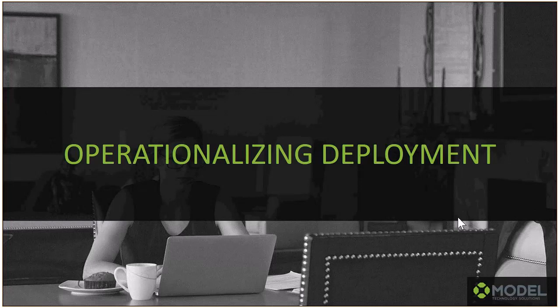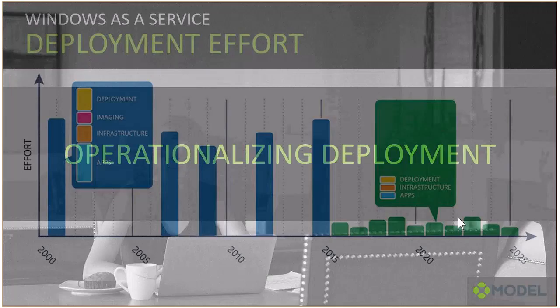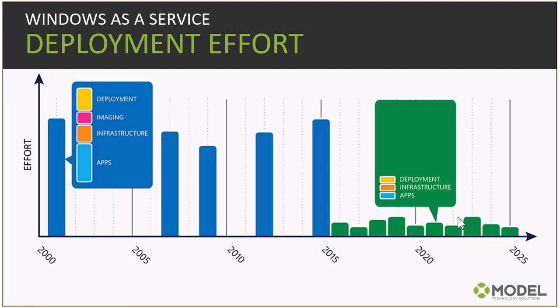So let's take a look at how we operationalize that deployment to make the transition from a larger ongoing project into something a little more palatable that is managed by your team. This is a good infographic that shows that in the olden days, the early 2000s, there were long planning phases and many times an even longer deployment cycle. In this case, over the last 17 years of desktop deployment, they're suggesting that the amount of effort it takes is going to shrink significantly.